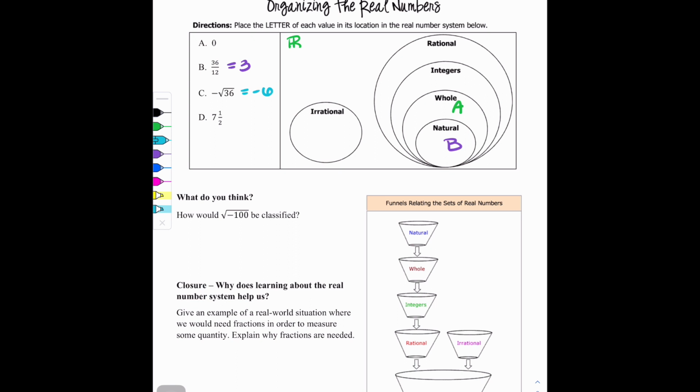We didn't get any negatives until we got to the integers. If you remember, integers were the whole numbers and their opposites. So C is going to go here. And that tells me that negative 6 is an integer, it's rational, and it's real.